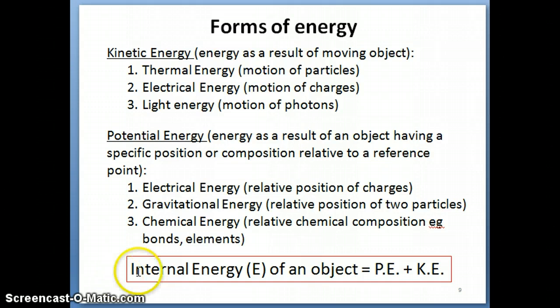Well, what about potential energy? You hear about this all the time. The definition is actually quite strict here. Potential energy is the energy that an object has as a result of being in a certain position relative to a reference point. That could be a specific position or a specific composition relative to a reference point. So potential energy is always an energy that you have as a result of being measured relative to another point, which we call the reference point.